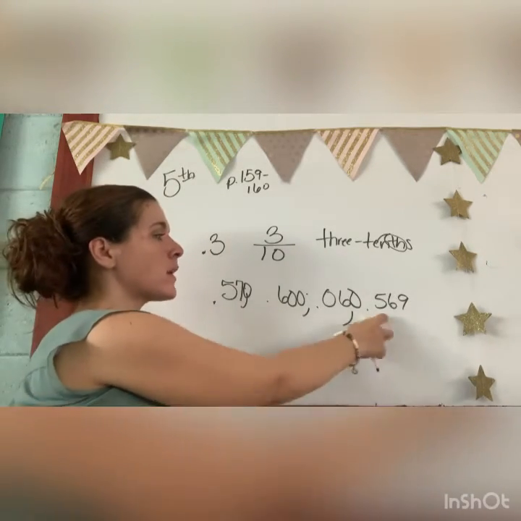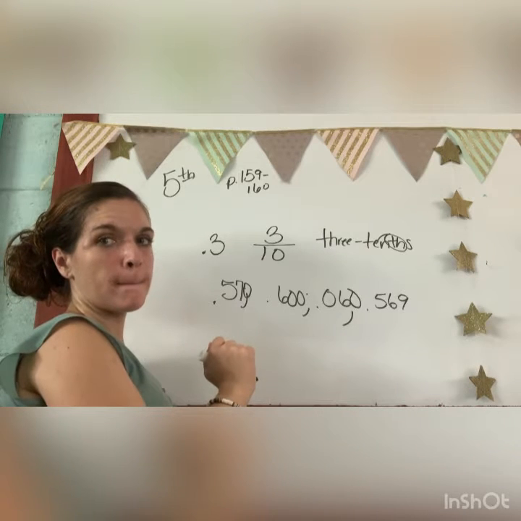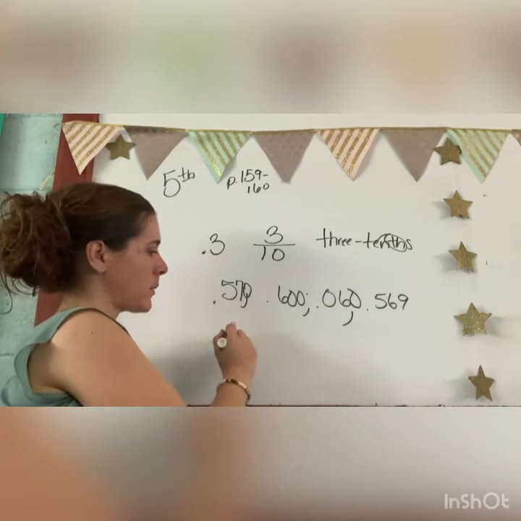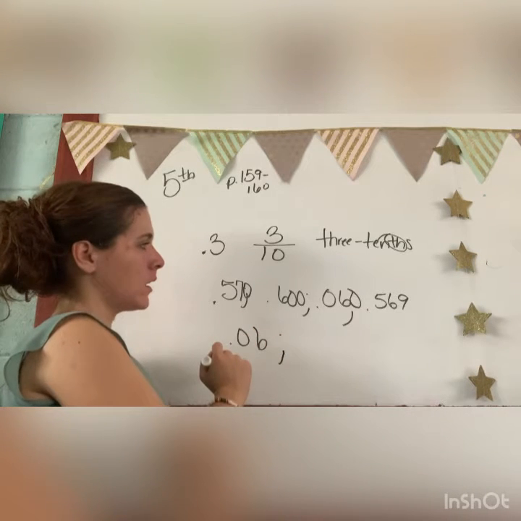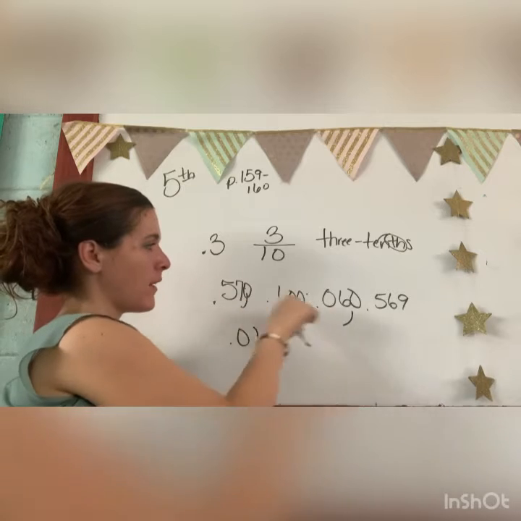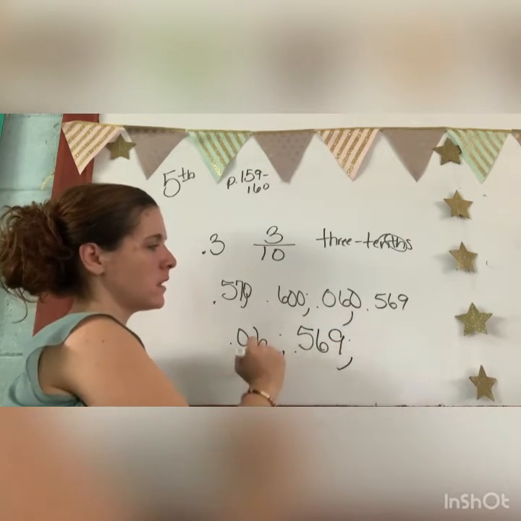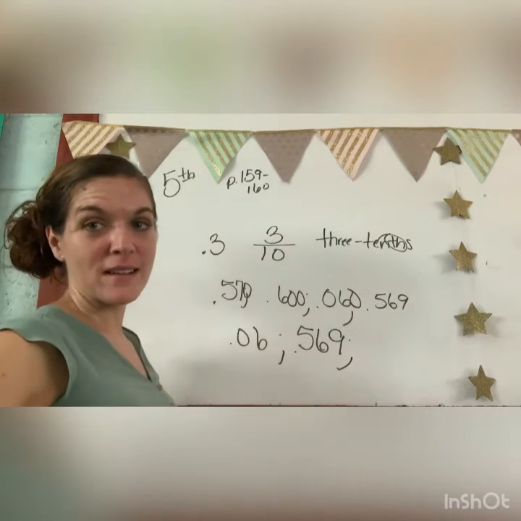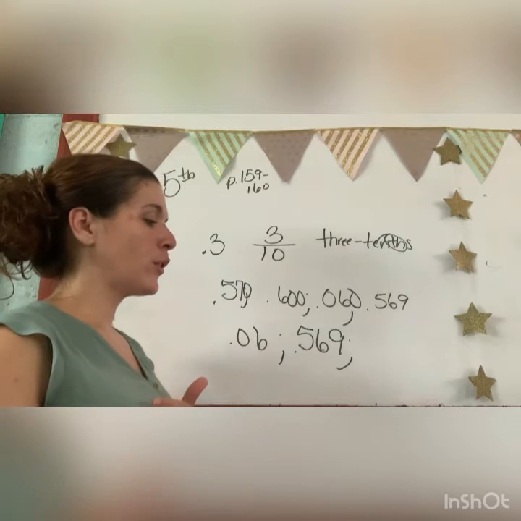From these, what's the smallest number? Danielito? The smallest is 60, right? So we're going to put 0.06. Next one. 0.569. Next one. I'm not going to tell you the rest of them, okay? There you go. That's your help for that one, the least to the greatest.